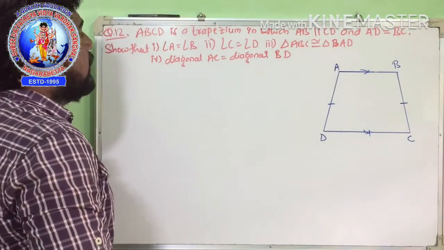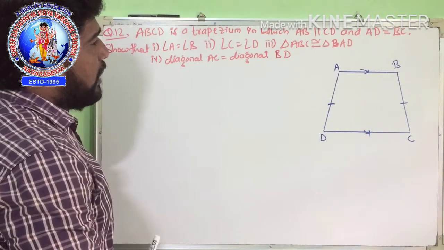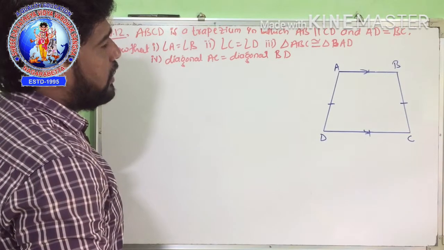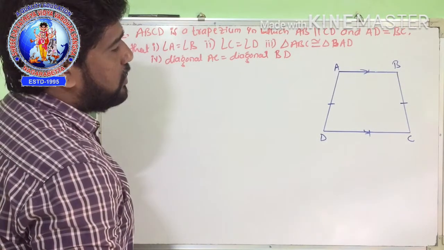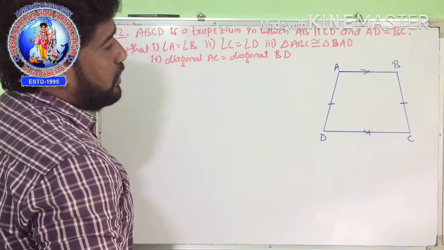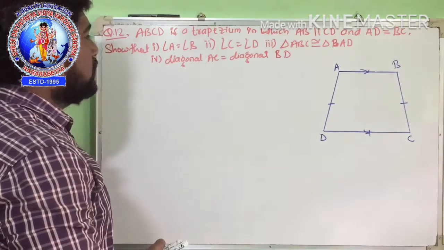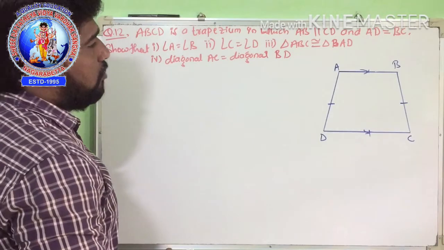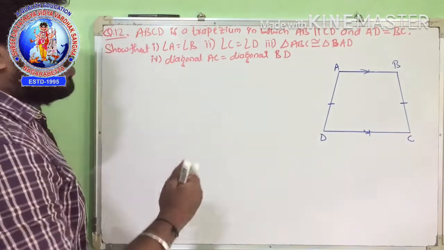Then show that angle A is equal to angle B, and second one, angle C is equal to angle D, and third one, triangle ABC is congruent to triangle BAD, and the diagonal AC is equal to diagonal BD. So this much we want to prove here.